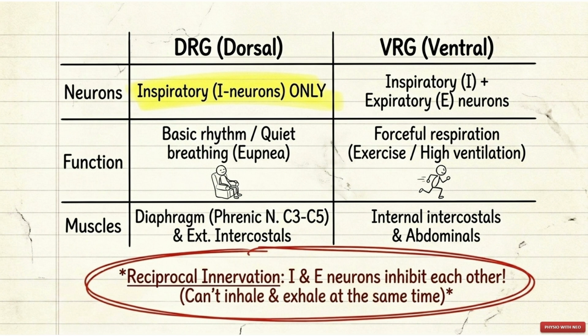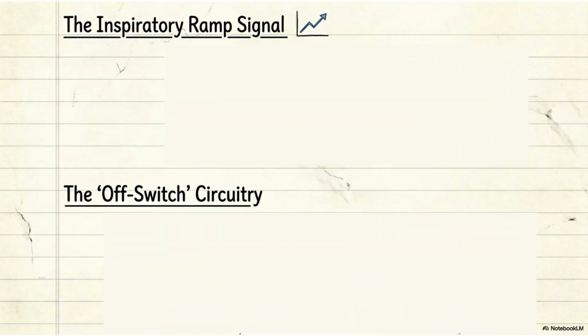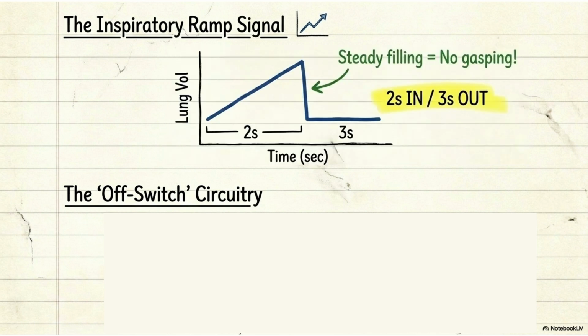Remember, the DRG and VRG both show reciprocal innervation. That is, they both inhibit each other. That's why we can't inhale as well as exhale at the same time. The dorsal respiratory group of neurons in the medulla shows two characteristics. The first one is the inspiratory ramp signal and the second one is the off switch circuit. Inspiratory ramp signal: as you can see from the diagram, this signal rises slowly for 2 seconds, resulting in a ramp-like signal. This is responsible for steady filling of the lungs and no gasping. So this ultimately leads to 2 seconds in and 3 seconds out, that is expiration.